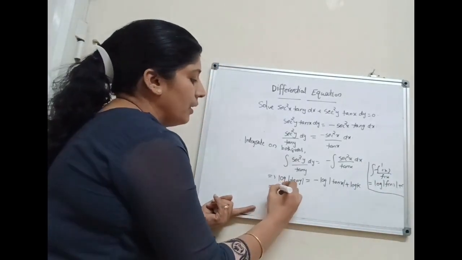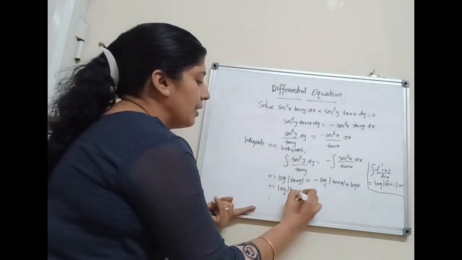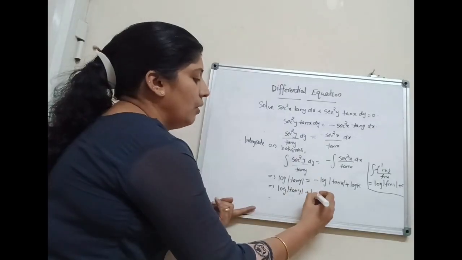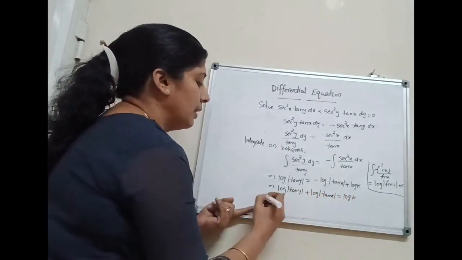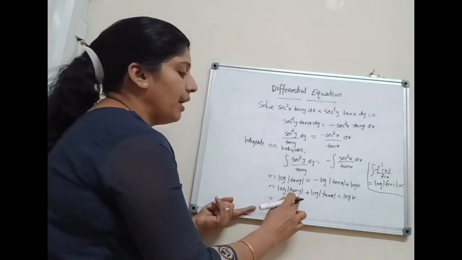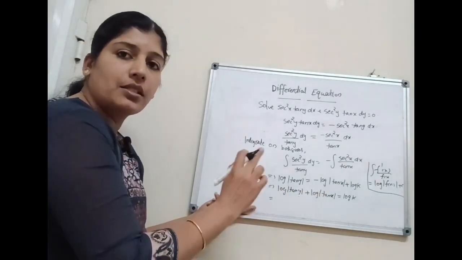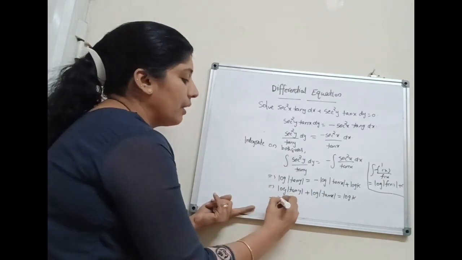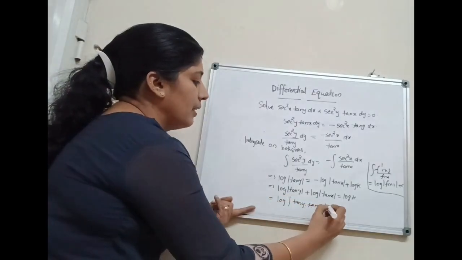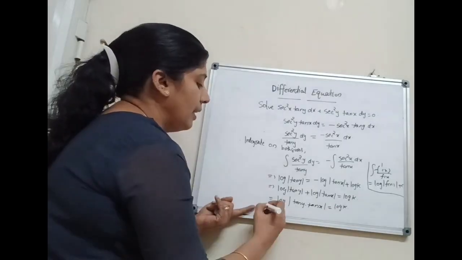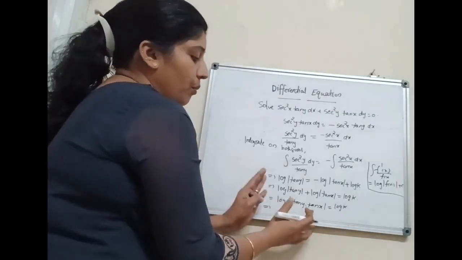That implies log of tan y plus log of tan x equal to log k. That is log a plus log b, which is log ab. Now here log of tan y into tan x equal to log k. That implies log of mod tan y tan x.